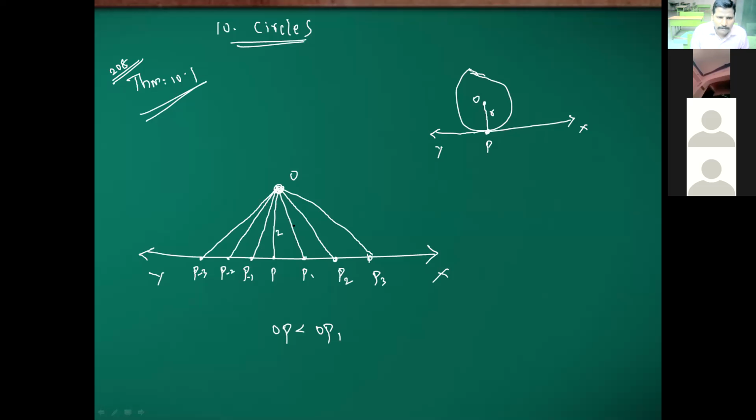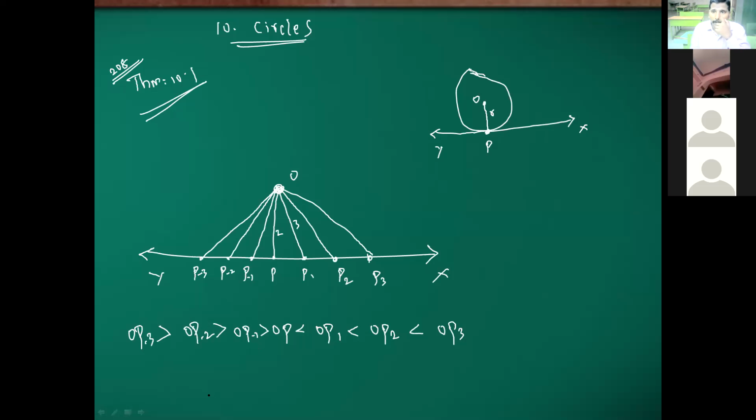If OP is 2 centimeters, then OP1 will definitely be 3 or 4, at least 1 centimeter more. Can you accept this? Yes, sir. Very good. Like that, OP2 will be greater than OP1, and in the same way OP3 keeps increasing. Compared to OP1, O minus P1 is greater, and OP is the smaller. In the same way, O minus P2, O minus P3.